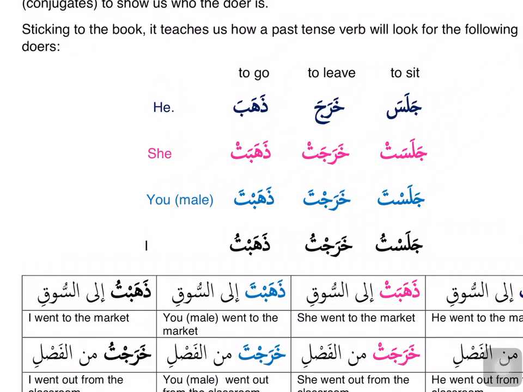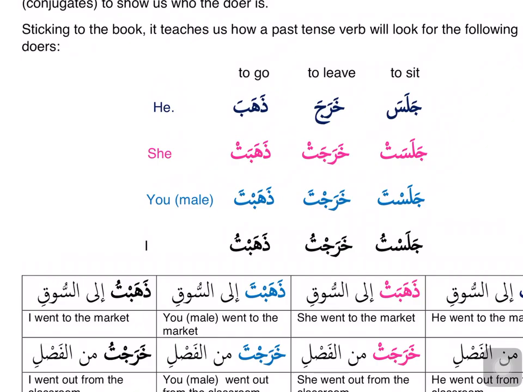Now you change the vocab to a different action, to leave. He left, kharaja. She left, kharajat. You left, kharajta. I left, kharajtu. How about to sit? He sat, jalasa. She sat, jalasat. You sat, jalasta. I sat, jalastu.